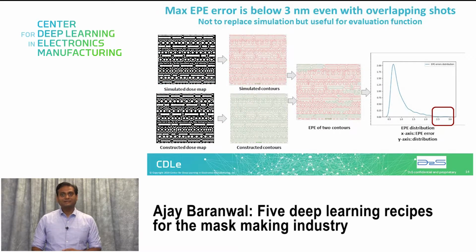Let's look at the accuracy of this model. In order to get the accuracy, we took the constructed dose map, and also the original simulated dose map. We took the contour, we took the EPE, edge placement error, and then we compared. The maximum EPE was less than 5 nanometer, sorry, less than 3 nanometer, and it was pretty promising for us.